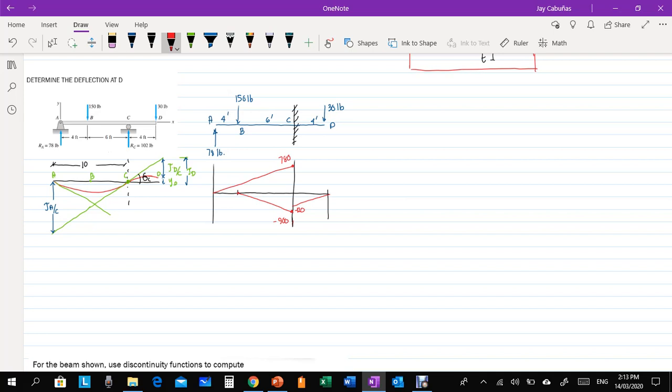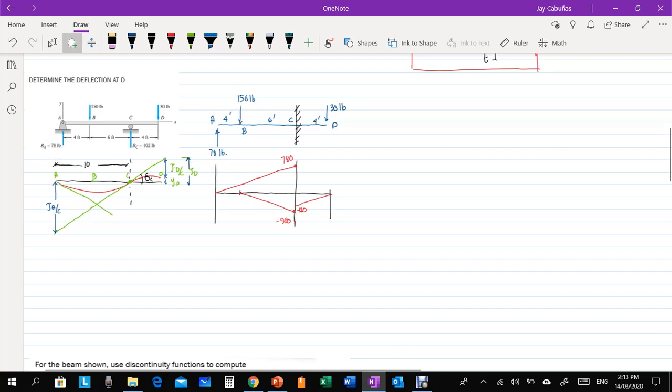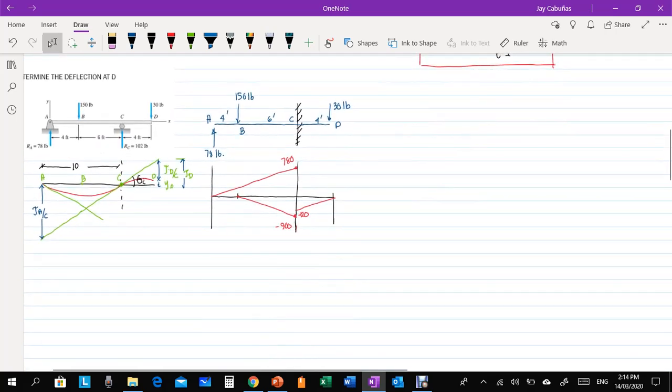So here, it is computed directly. Reaction at A, we have 78 pound. Reaction at C, we have 102 pound. Okay? So let's try to draw the bending or the deflection diagram. We are sure that the deflection diagram is this red color. That is our bending diagram.